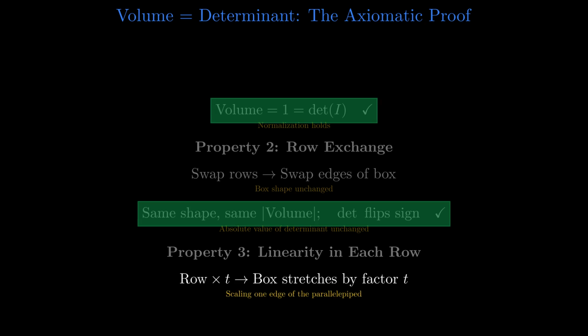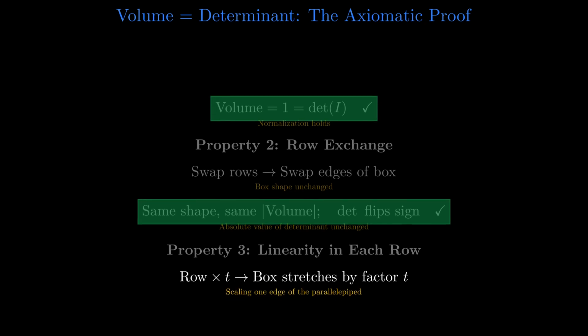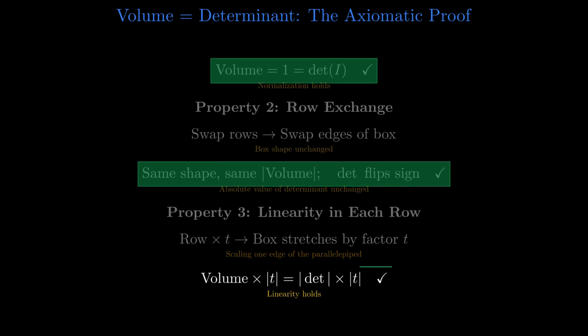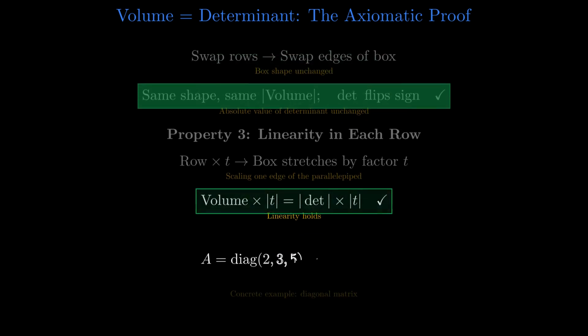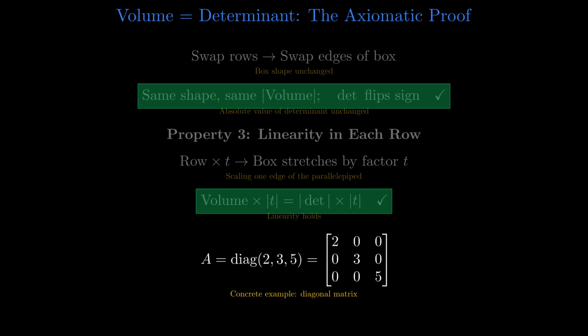Property 3, linearity in each row. Multiply one row by a scalar t. The box stretches along the edge by a factor of t, volume scales by the absolute value of t, and the determinant scales by t. They match. Check.